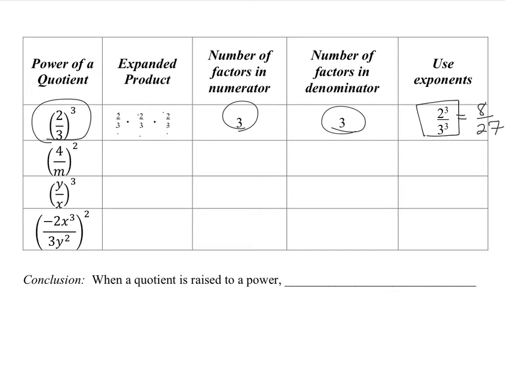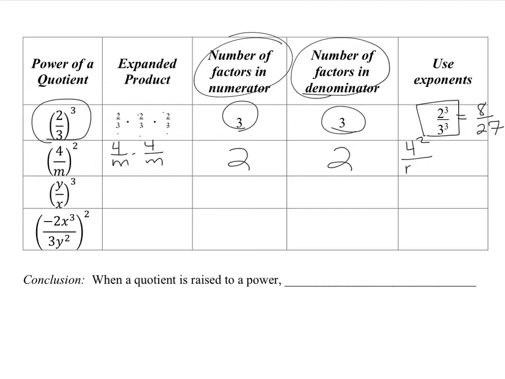So the next one, 4 over m to the 2nd. Well, just think about what that means. You know what that means. It just means you're doing 4 over m times 4 over m. So how many factors do I have in the numerator? Well, I've got 2 factors in the numerator. I've got 2 4's. How many in the denominator? I've got 2 factors of m, so I've got 2 of those, right? I can rewrite that as 4 to the 2nd over m to the 2nd, which does simplify to 16 over m squared, but I want you to focus on this one for right now, because we're trying to figure out the rule.